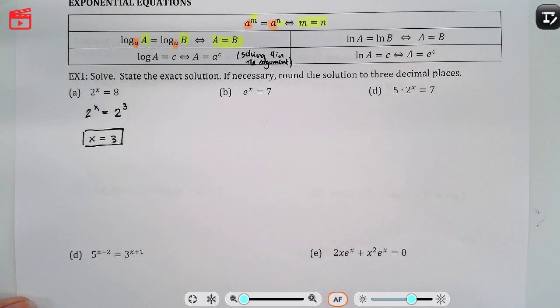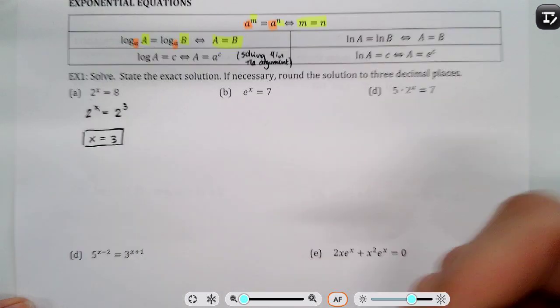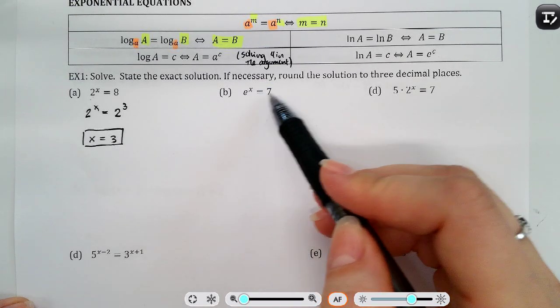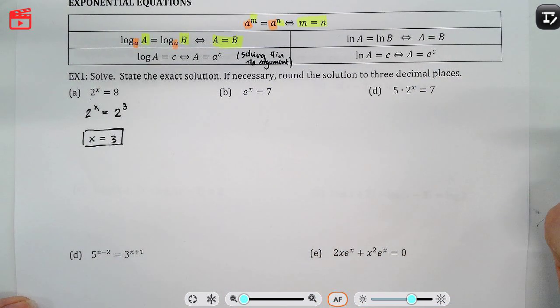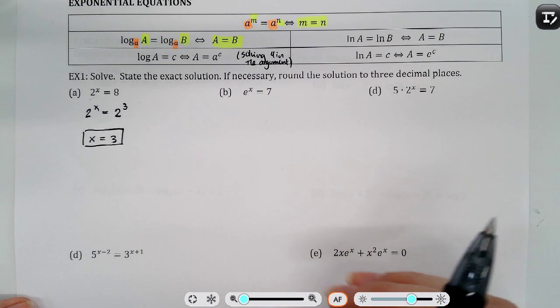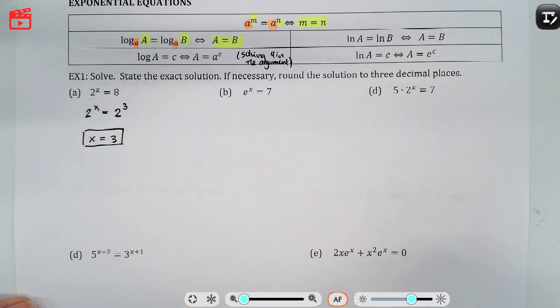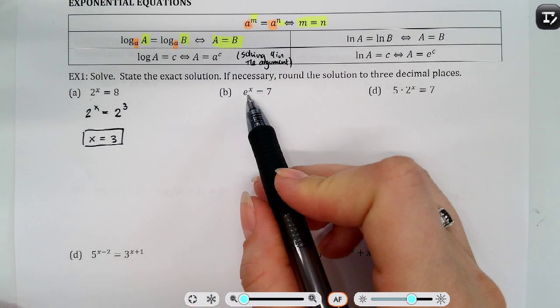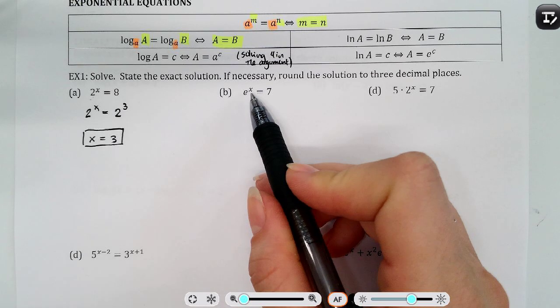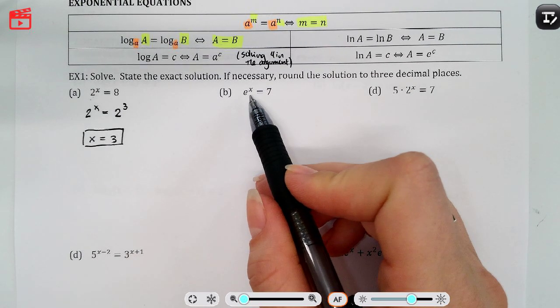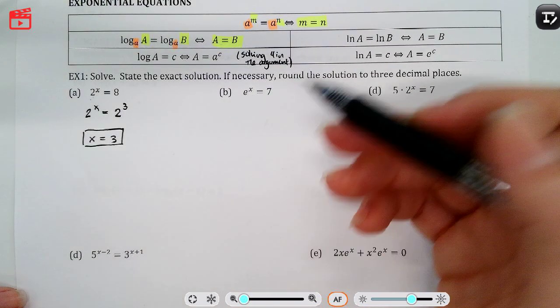All right, so b. Well, there's really no way to make 7 look like e to some power. I don't know how to do that. So since we cannot do the first method here, my plan is to take the natural log of both sides. So why did I choose the natural log instead of the common log? Well, it's because I have that base e there. If this was 10 to the x power, I would probably have chosen the common log. But because it's e, I'm going to choose the natural log.